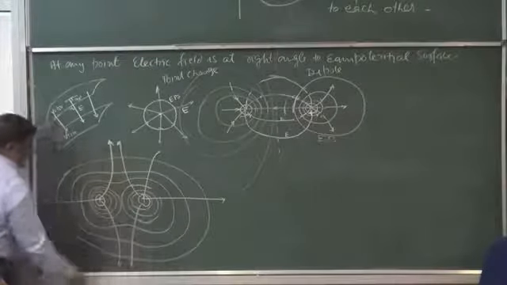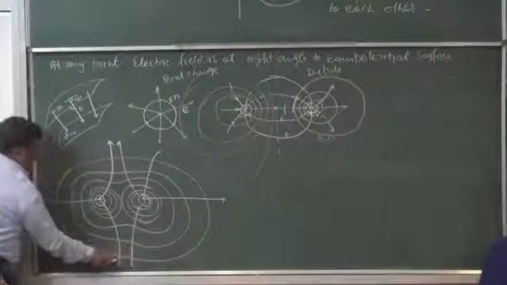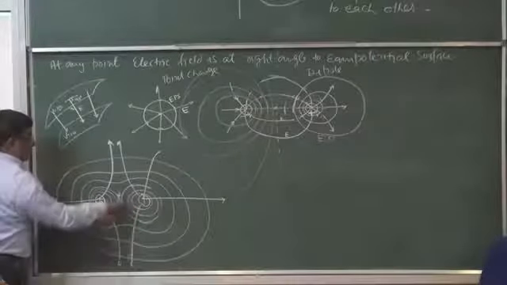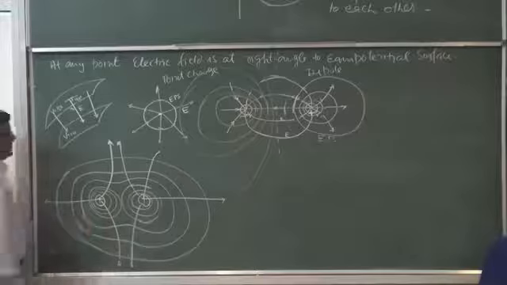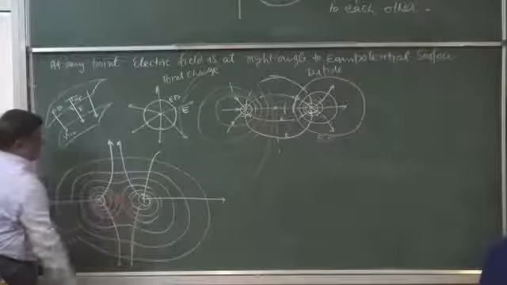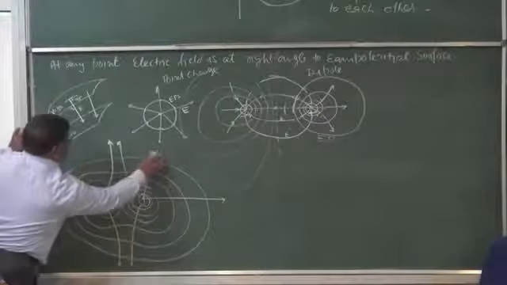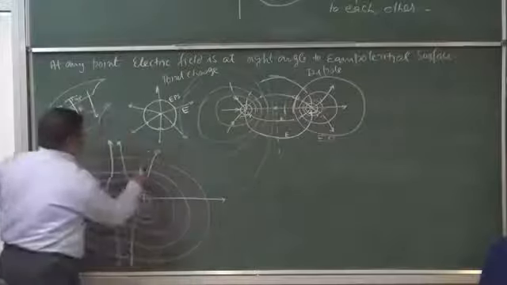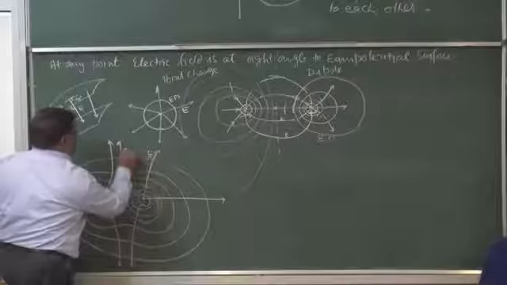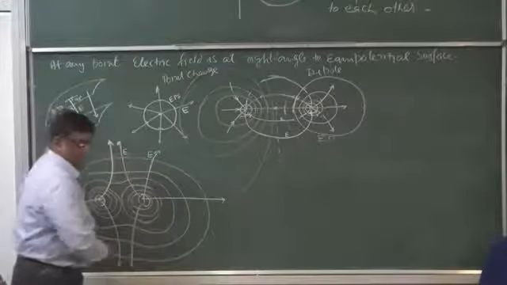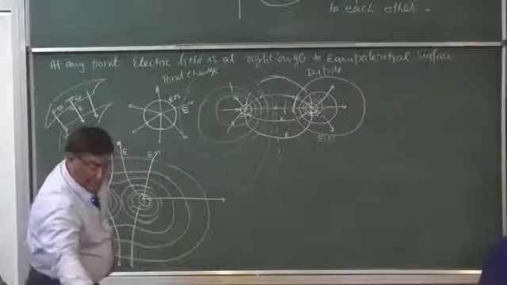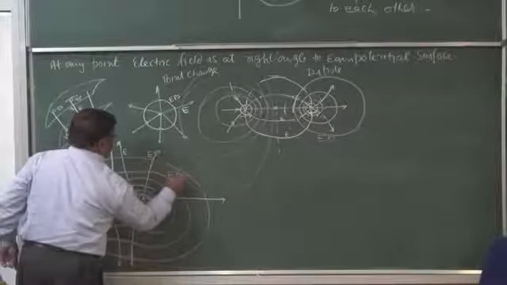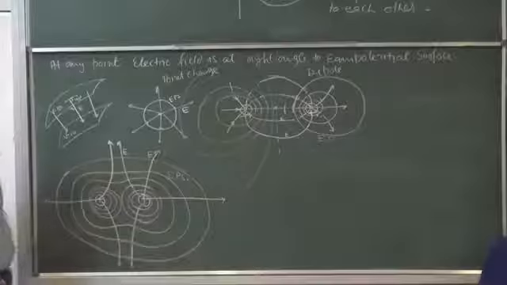These were electric field lines. See, perpendicular, perpendicular, perpendicular, perpendicular. No electric field lines. This becomes constant here. Here white are electric field lines, E, E, and this red one is equipotential surfaces.